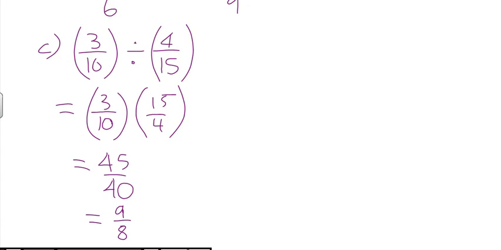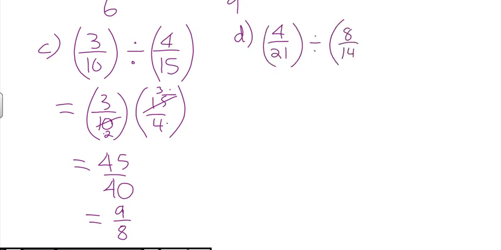People who like to cancel would say 5 goes into that twice, goes into that 3 times, and we get 9 over 8. Your choice, matters not to me. 4 over 21 divided by 8 over 14 equals, what am I going to write next? You've got the model in front of you, so what do we do? 14 over 8.